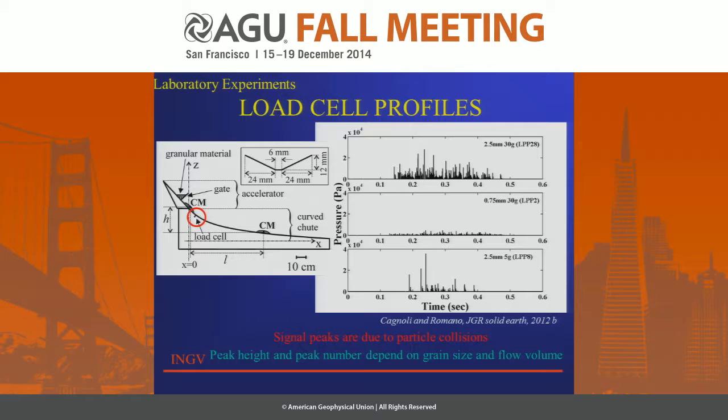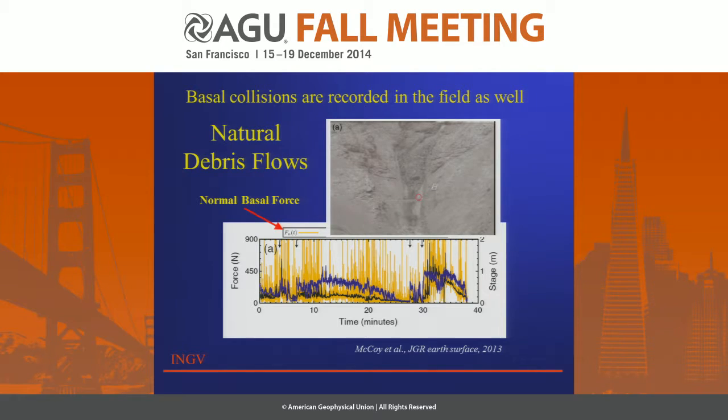Okay, let's have a look at the granular flows from underneath by means of a load cell. These are load cell profiles, which, as you see, consist of signal peaks. And we check they are due to particle collisions, essentially. And they make sense because peak height and peak number are a function of grain size and flow volume. If we go in the field and measure, for example, basal force at the base of a debris flow in nature as well, we see the signal consists of signal peaks, and they are almost certainly due to basal collisions as well.